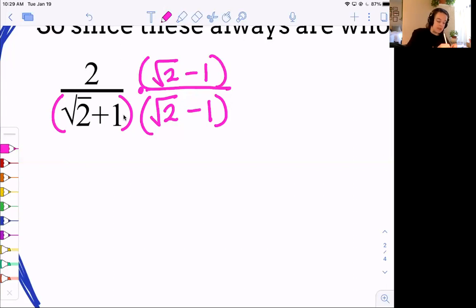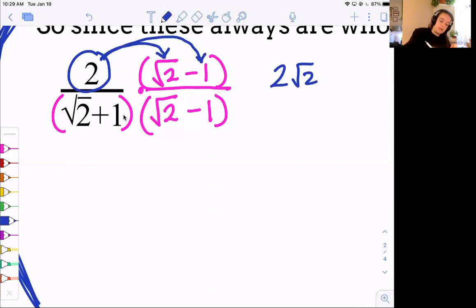So if I'm thinking about my numerator here, 2 times root 2 would be 2 root 2. 2 times negative 1 would be minus 2. That is my numerator.